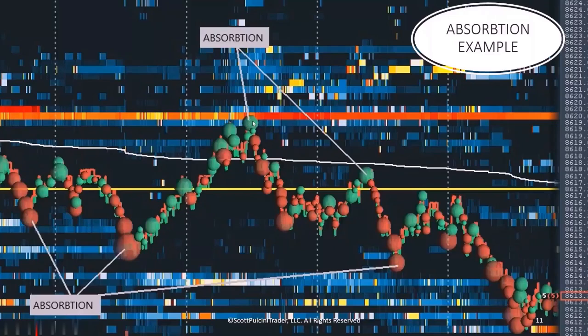Here all the buyers get absorbed over here. It doesn't even fill this liquidity here at 86.20, and after this absorption, price comes back down, and again absorption over here and absorption over here. Okay, let's move on.